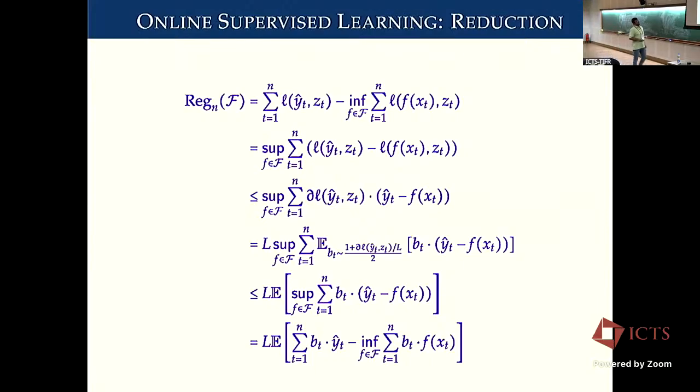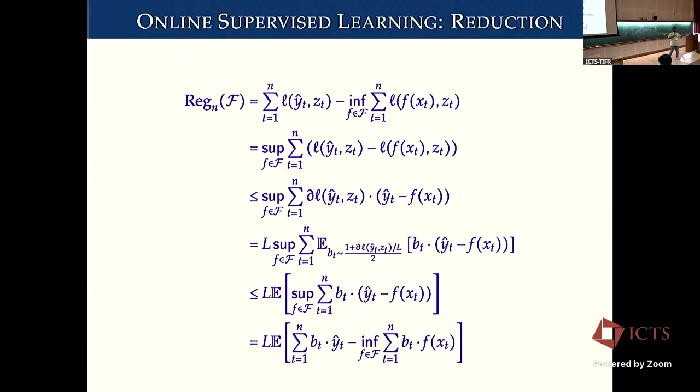And now the next thing I'm going to do is a little bit of interpretation here. What is this derivative of L at y hat t comma zt? That is some number that's between minus capital L and capital L. Why? Because I assume that the loss function is L-Lipschitz, which means that the derivatives are bounded by capital L.